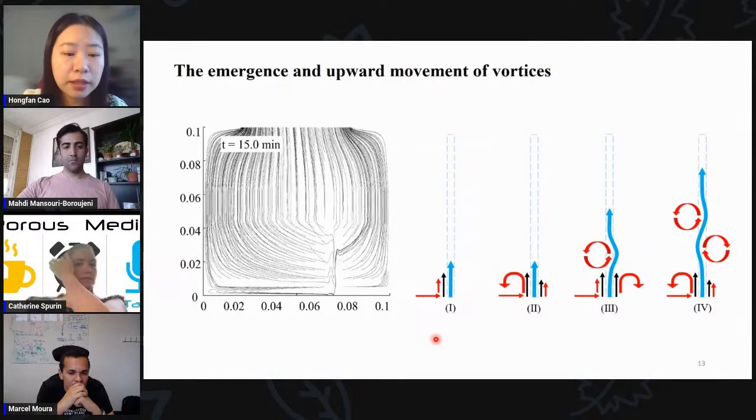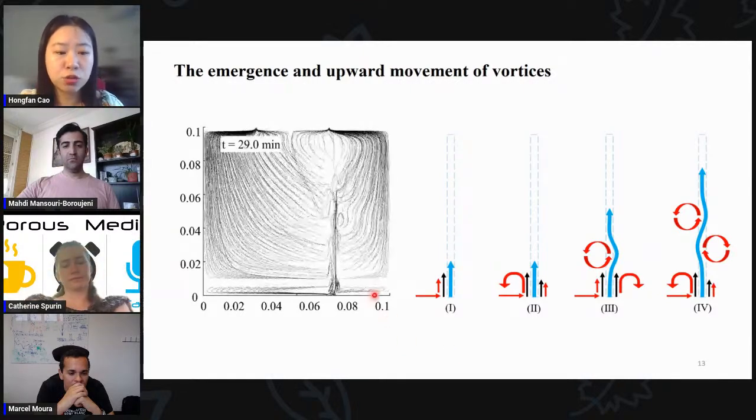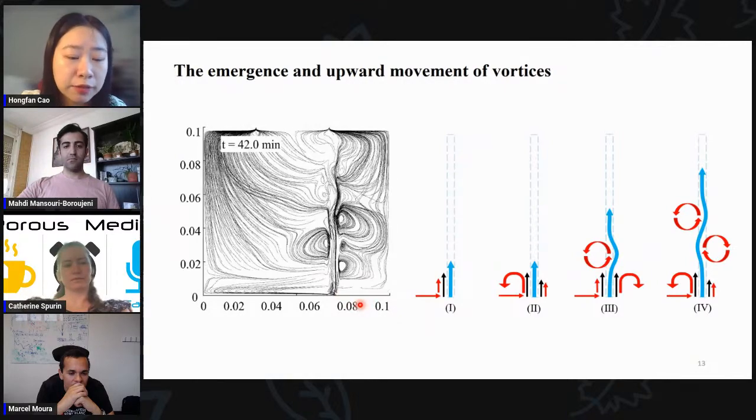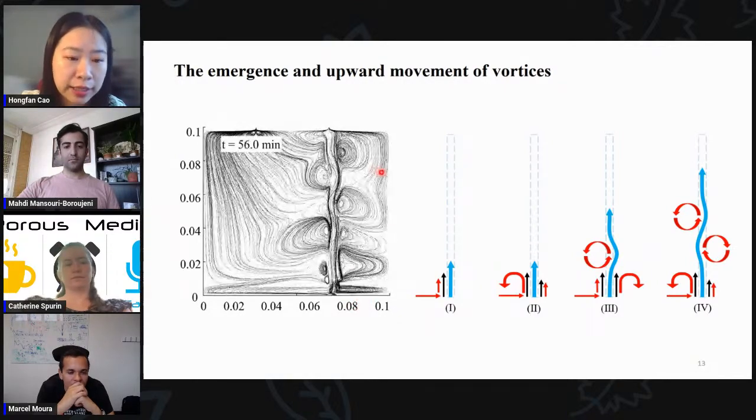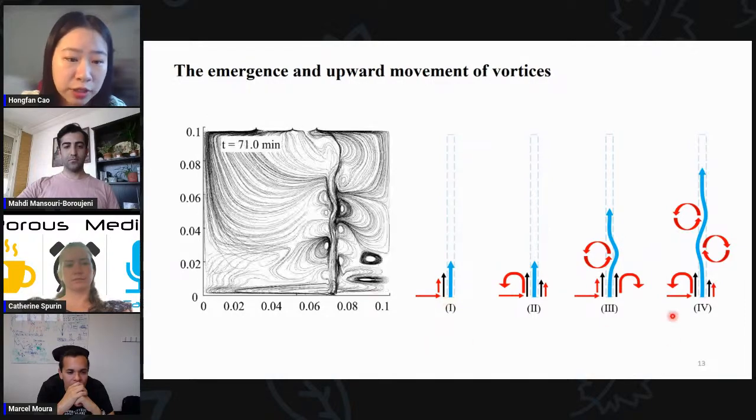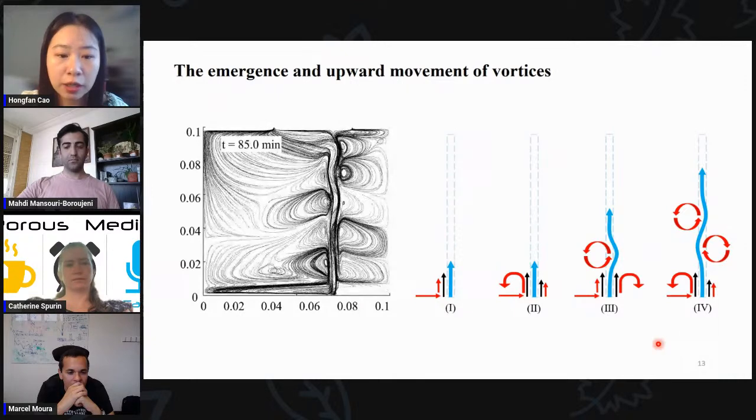And let's look into the 3D streamlines again. From this video, we can clearly observe the upward movement of the vortices. And here we draw a simple figure to show how the vortices occur and how the vortices move up. At the very early stage, when the denser fluid goes into the fracture, because of the drag force of the injected lighter fluid, the denser fluid will go up. But because of the density difference, the denser fluid will tend to move down. So that leads to a first vortex occurring near the inlet.